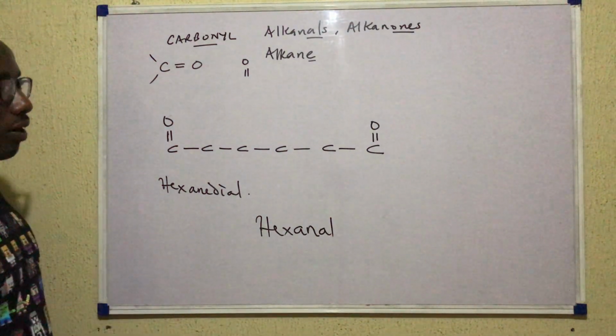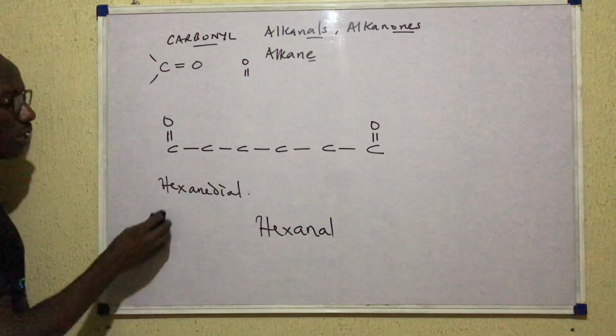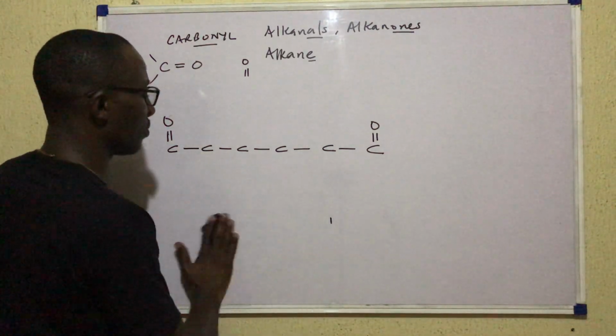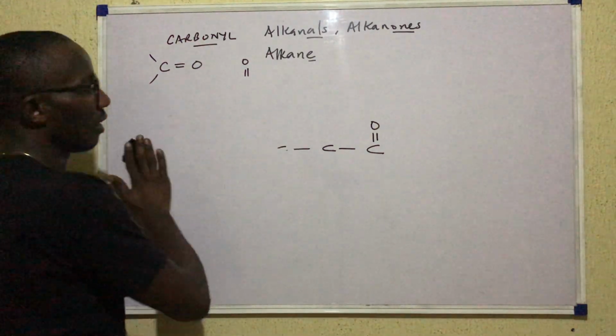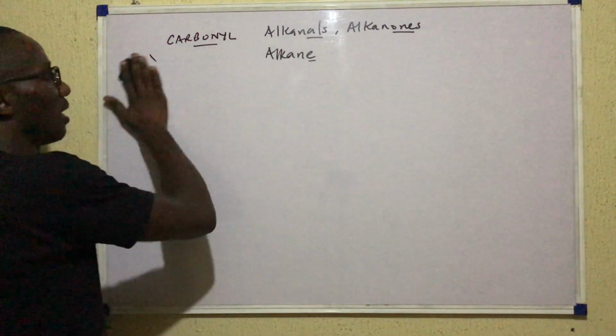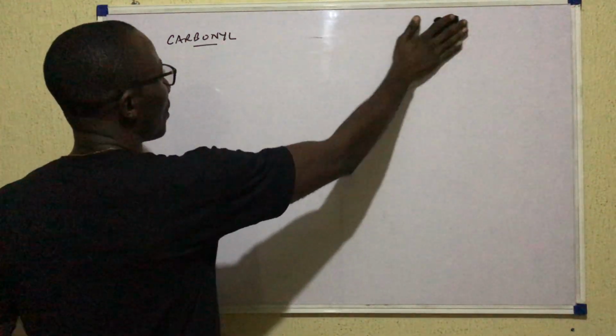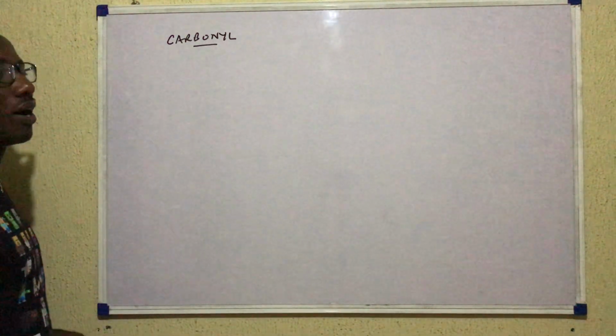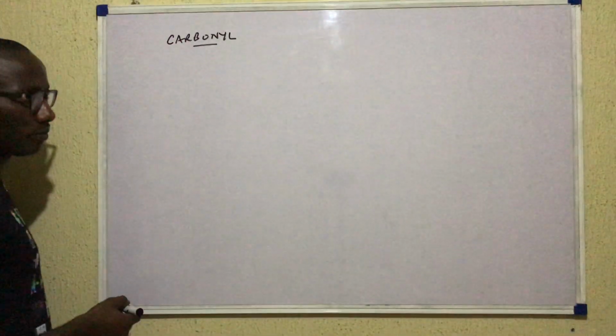So diones are also possible. Having said that, it may just be time for us to talk about how alkanals and alkanones are obtained. What reactions give us alkanals and alkanones?